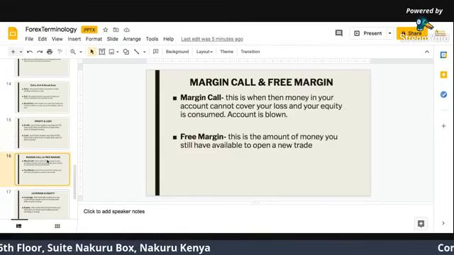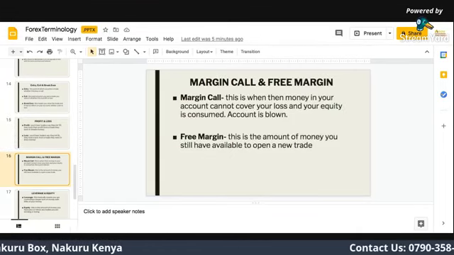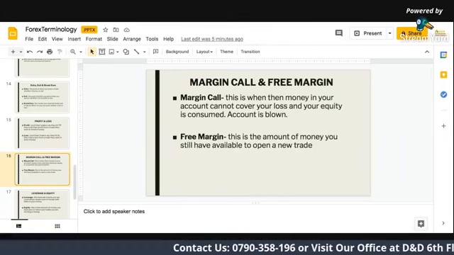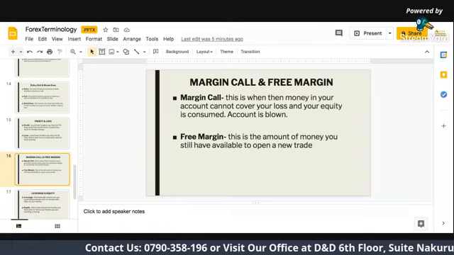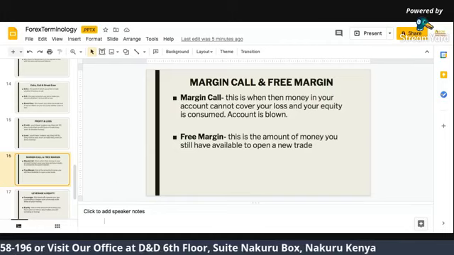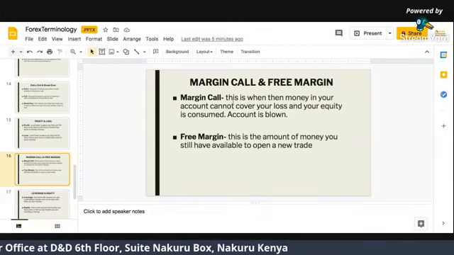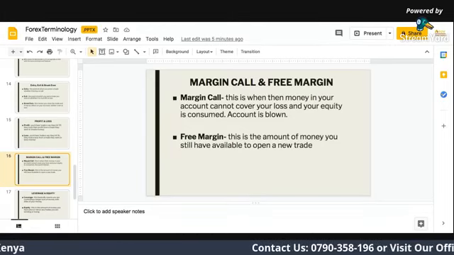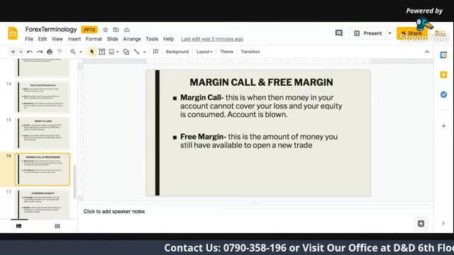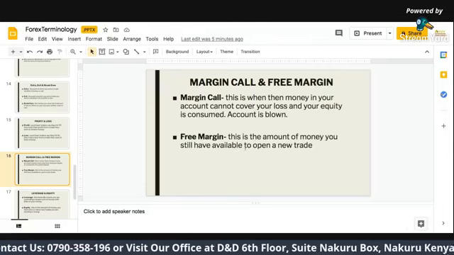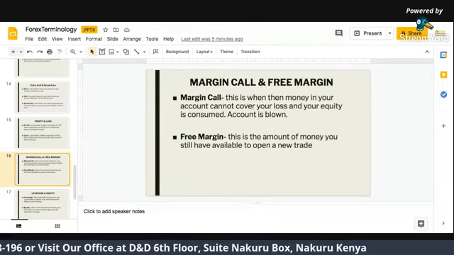And then margin call and free margin. Margin call is when the money you have in your trading account cannot cover the loss. Basically, you won't be able to trade again. Your account is blown. And then we have free margin. Free margin is the amount that is available in your trading account. This gives you the muscle to open a new trade, to make or lose money. Most of the time, it's making.